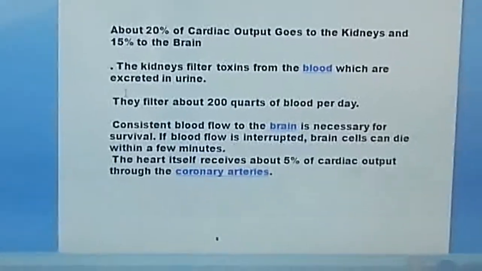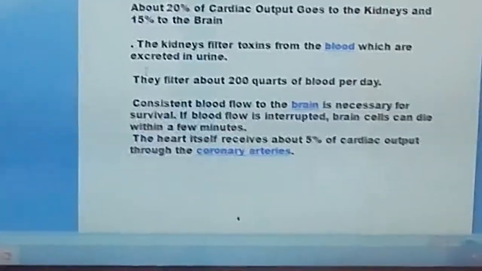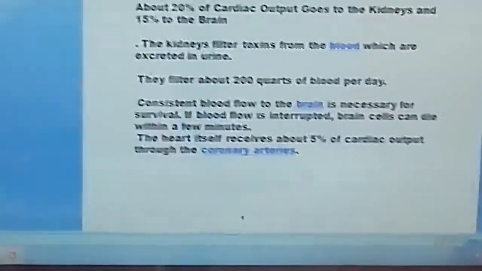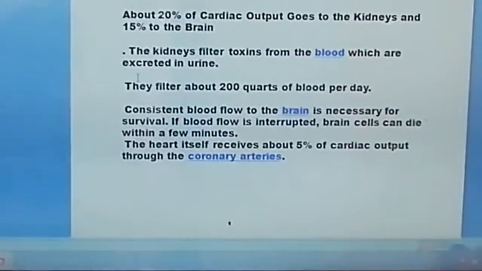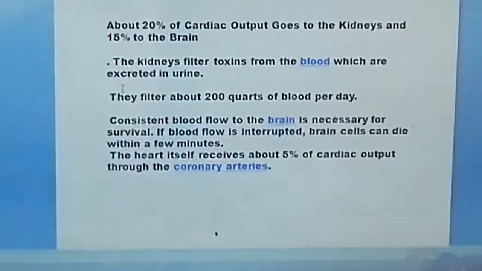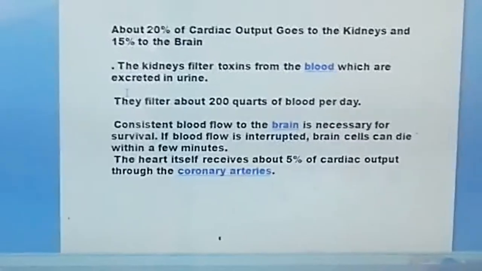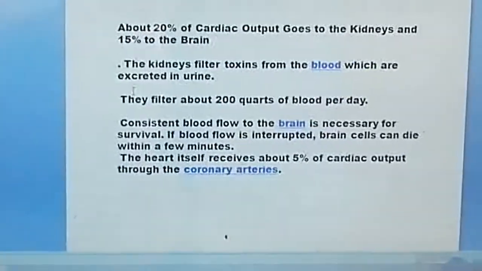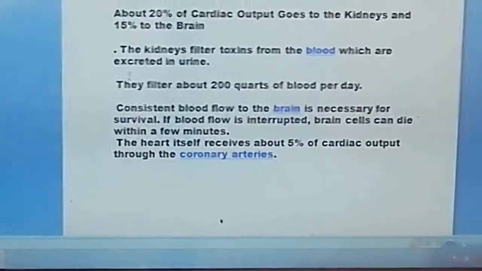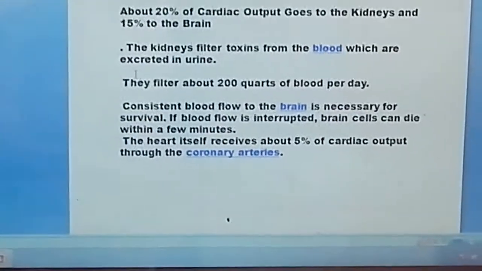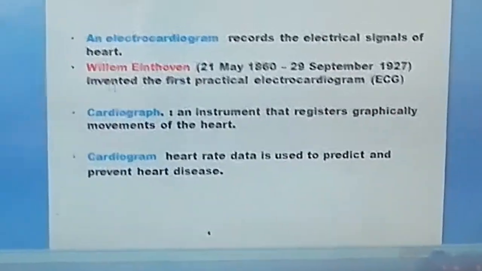Then in the cardiac cycle, 20% of the blood goes to the kidney and 15% goes to the brain. The kidney filters the toxins, which are excreted in the urine. The kidneys filter at least about 200 quarts of blood per day. In the brain, 15% of the blood goes, and if the blood supply to the brain is hindered, then the brain cells die. The coronary artery provides 5% of the cardiac blood to the heart.